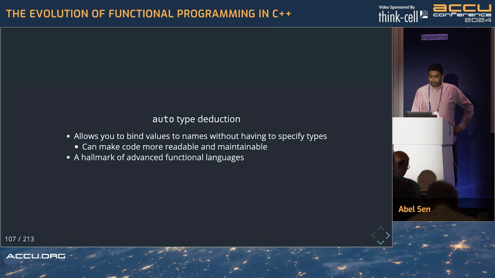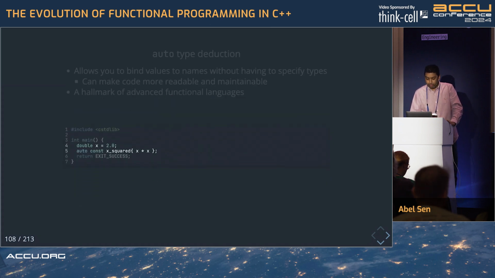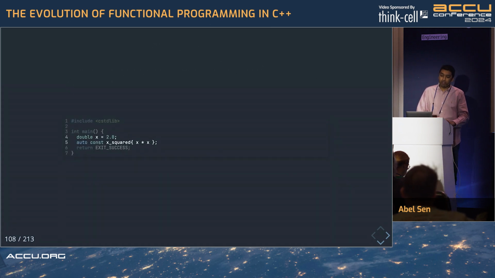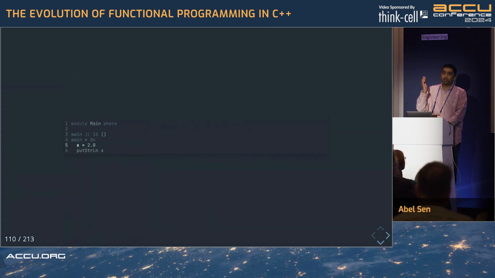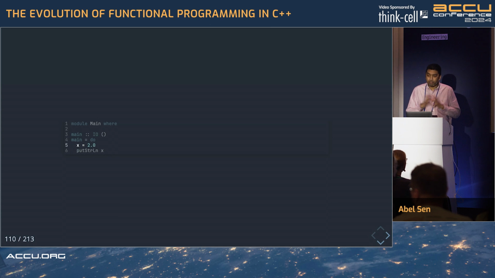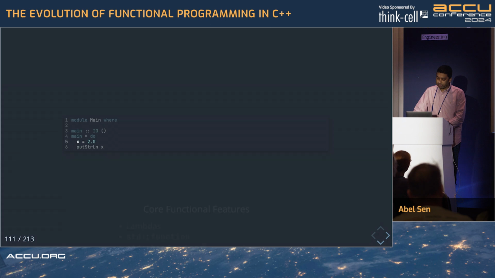Auto type deduction. This basically makes our lives as programmers easier by allowing us to not have to specify types everywhere. So here we have double x = 2.0, very simple. But in the next line, we can say auto const x_squared is initialized with x times x, and C++ will deduce for us that x_squared is of type double from the initializer. Type inference in Haskell is very similar. We can say x = 2.0, and the type of that name will be deduced for us, except with a caveat that there's Hindley-Milner type inference, which is bidirectional in nature and a bit more sophisticated, but that's what we get with functional languages.